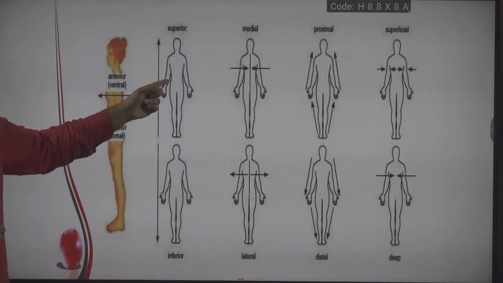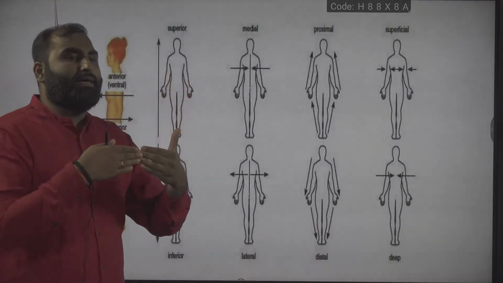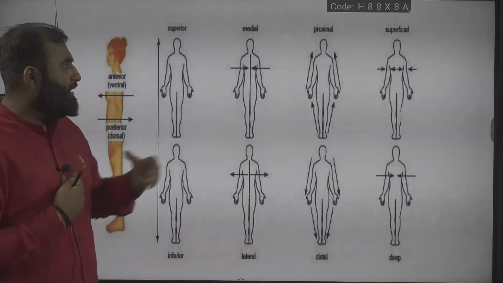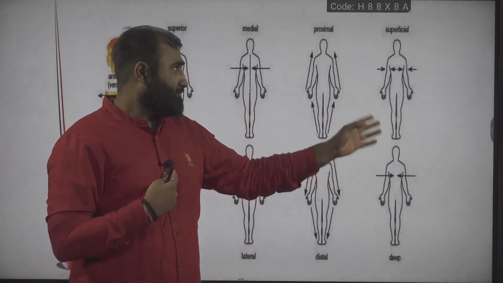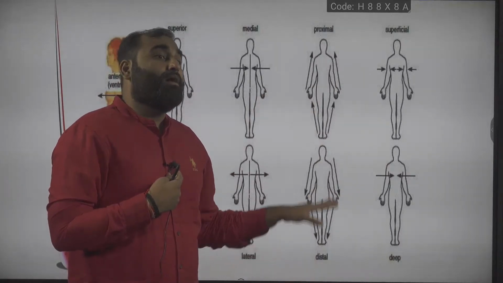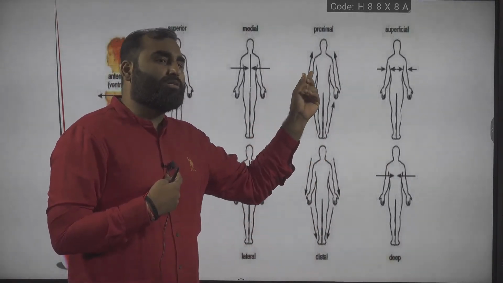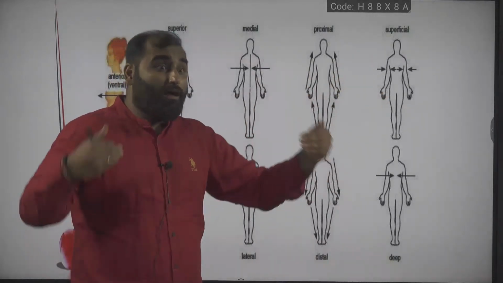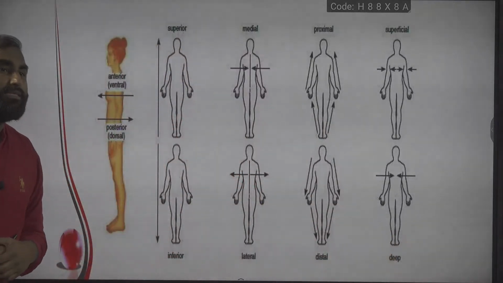As you can see, superior is facing the head, inferior is facing the feet, medial is facing the midline of the body. Proximal means towards the trunk, near the trunk. Away from the trunk is distal. On the surface of the body is superficial. Deep inside the body is deeply situated. I hope you are understanding.